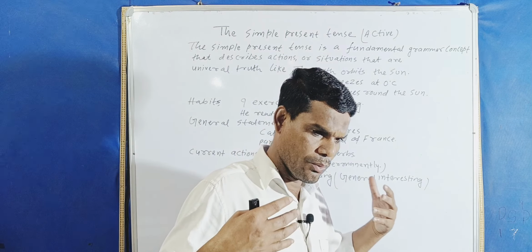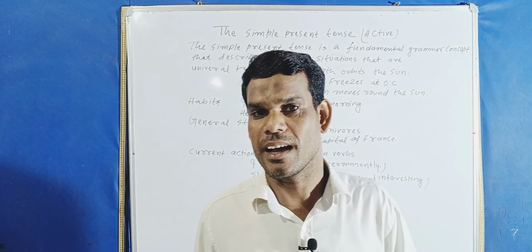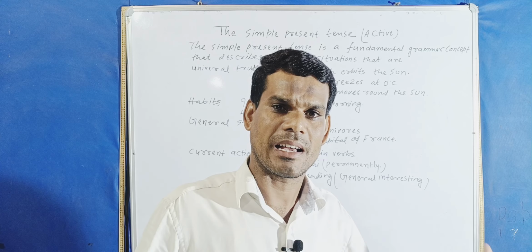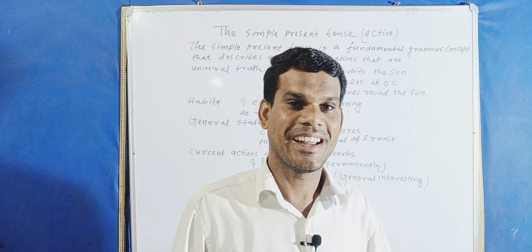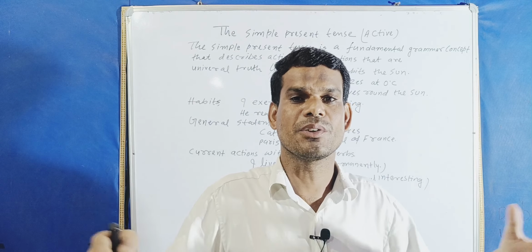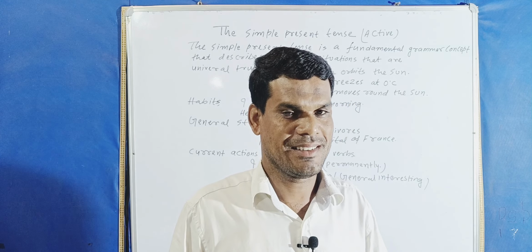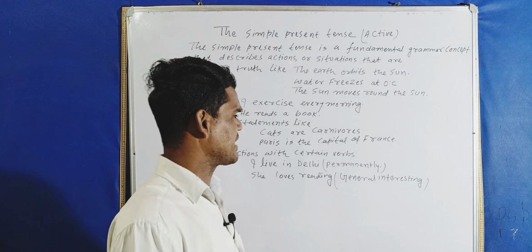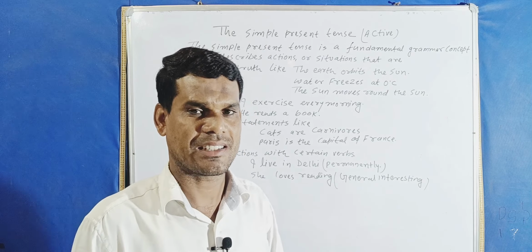It doesn't mean that when the subject acts, the action is running or going on. It is a habit. It expresses the habits of the doer, it means the subject. Next, general statements like cats are carnivorous. Generally, it was carnivorous, it is carnivorous and will be carnivorous because they are general statements.